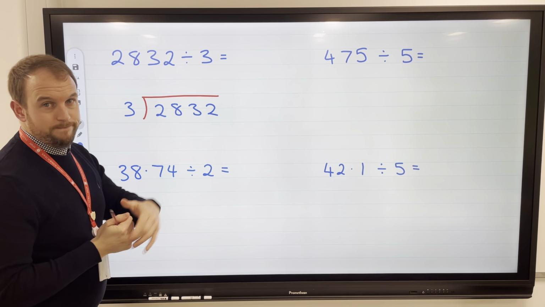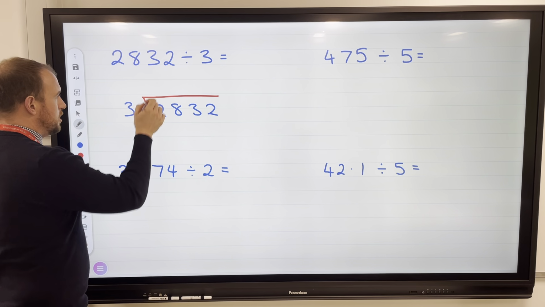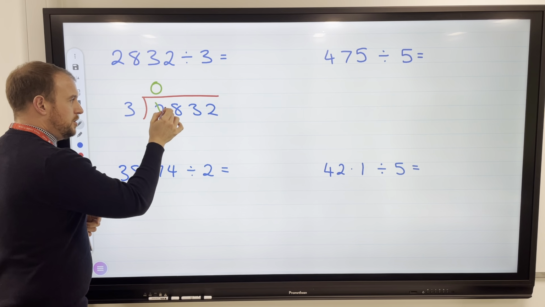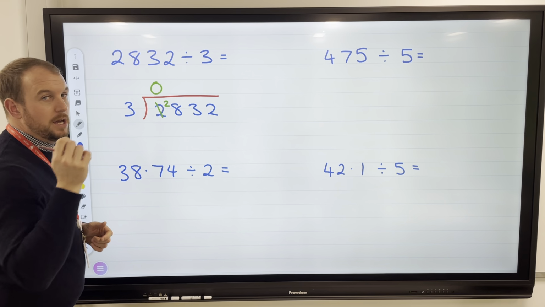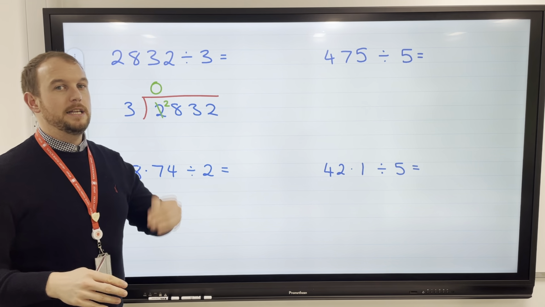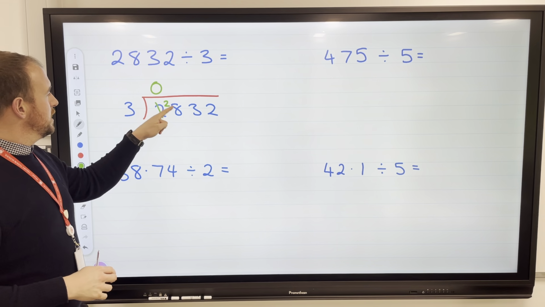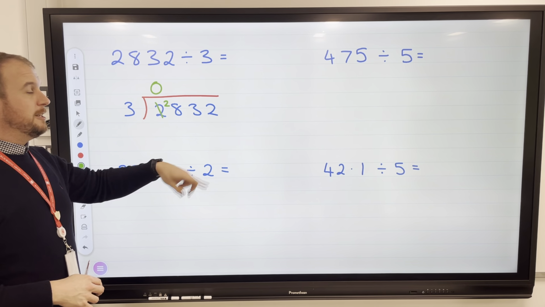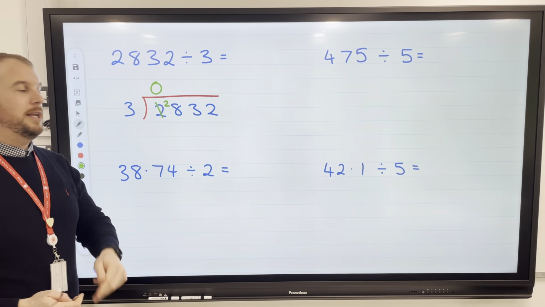Does 3 go into 2? No, it doesn't. So I'm going to put a 0 on top of the 2. But I'm going to cross out the 2 and carry it across because I haven't used it yet. I can't just ignore it. I need to bring it with me. This number is now 28. Does 3 go into 28? Yes, it does. But how many times?